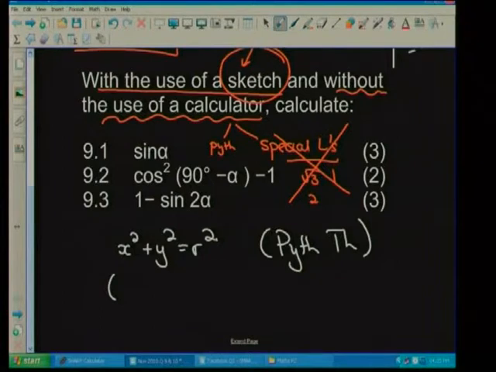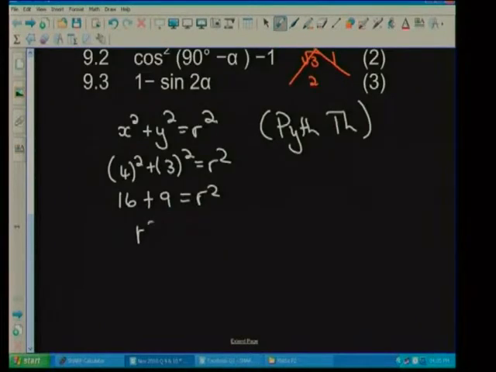Therefore, the x value was 4, so 4 squared plus 3 squared is r squared. So that's 16 plus 9 is r squared. And so therefore r squared is 25. Now, of course, a radius is a length, and a length can never be negative. So if the radius squared is 25, the radius must be 5. So we would happily say radius equals 5.